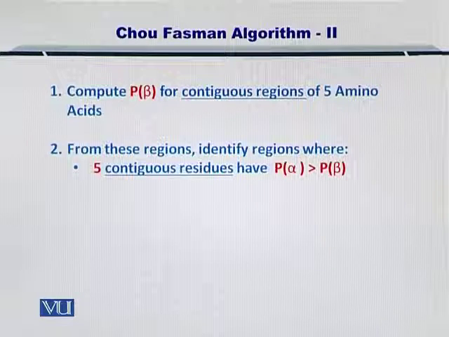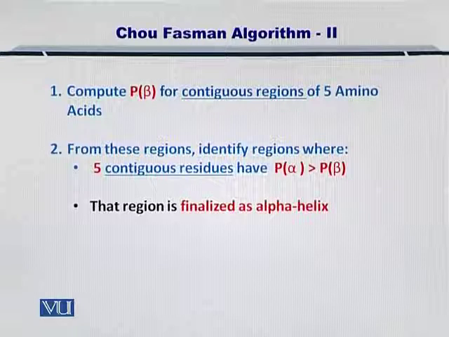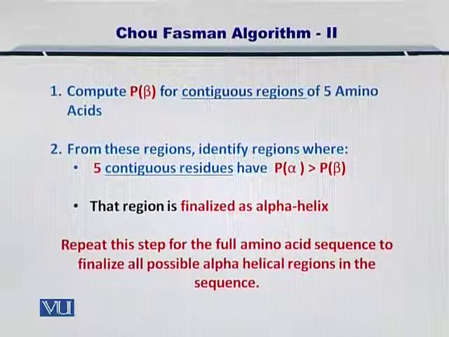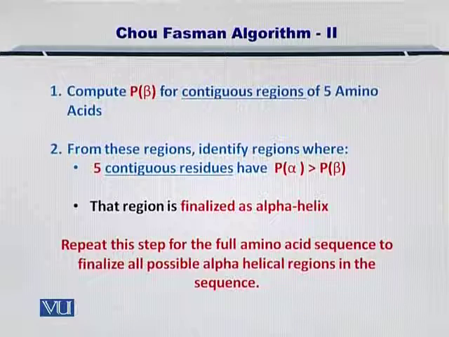So what you're trying to clarify here is that for 5 amino acids in the protein sequence, they should have the propensity for formation of alpha helix to be greater than the beta sheet. If such 5 amino acids are there, then you can label them and finalize them as alpha helices. However, if that is not the case, then you need to evaluate those 5 contiguous amino acids for being part of a beta sheet. So you can repeat this step for the full amino acid sequence to finalize all the alpha helices within the sequence.